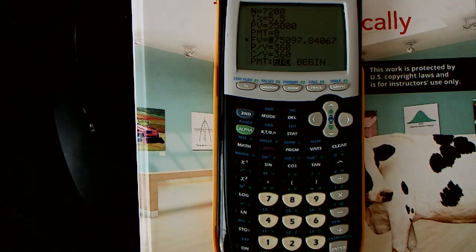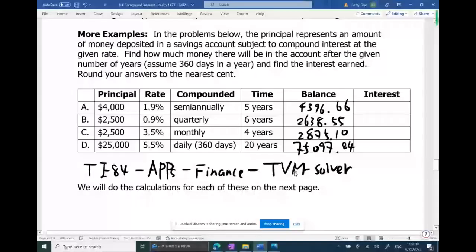I hope you really watched this part. Let me share back. We use a different method. We use the TVM solver in the TI-84 calculator to quickly get the results for the last example on the guided note. So you can find the interest yourself.